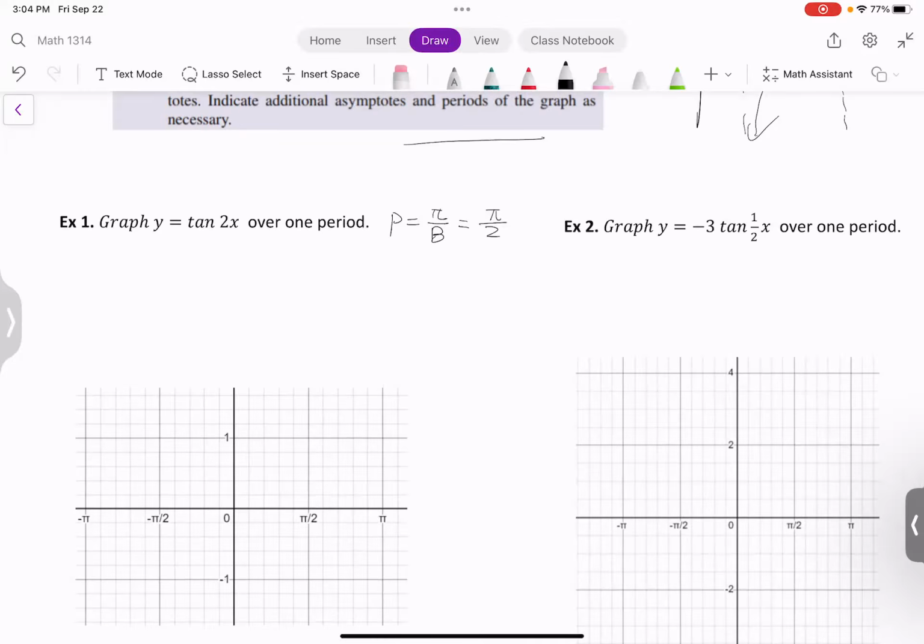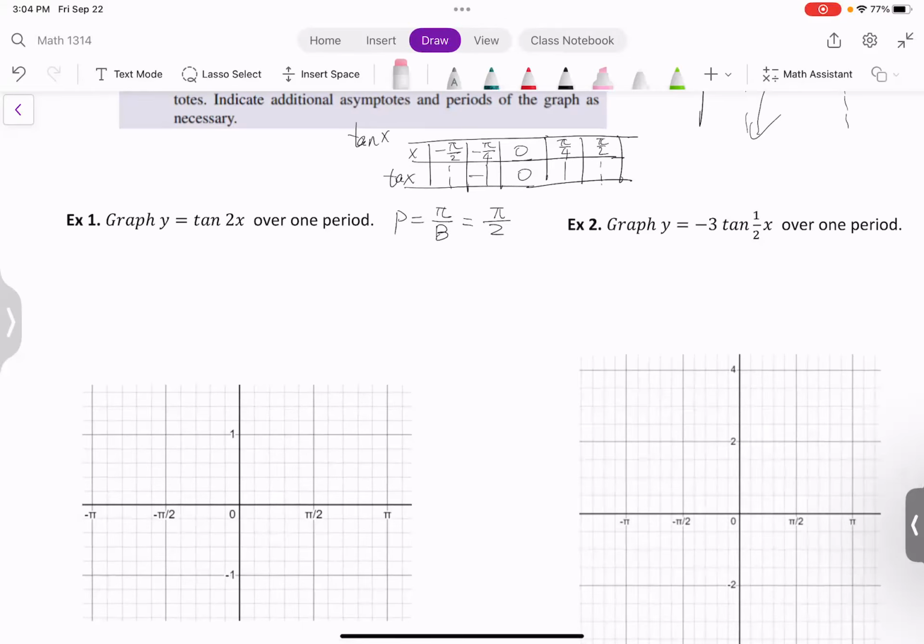And then remember, what are the 5 key points for the tangent? Let's put it here. For regular tangent, x and tangent x. So we have 3 key points between the vertical asymptotes. The vertical asymptote is negative half pi. Then the first key point for the tangent is negative pi over 4, 0, pi over 4. The values are negative 1, 0, positive 1. So based on the tangent, we do some transformations.